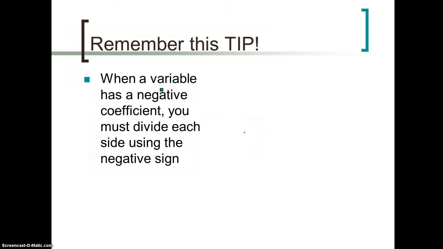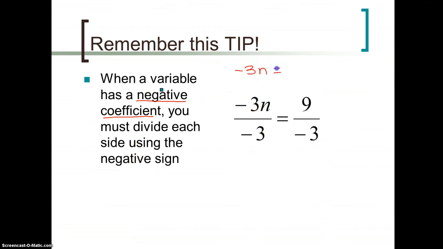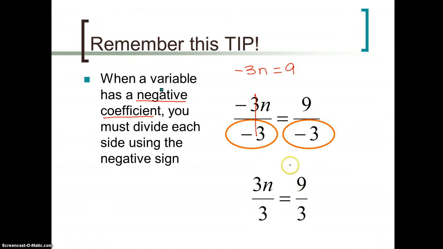Remember this tip. When a variable has a negative coefficient, you must divide each side using the negative sign. Here was the original problem. Negative 3n equals 9. It's a negative coefficient, so you divide by that negative sign. That will cancel out, and 9 divided by negative 3 is negative 3. If it's positive, you divide by the positive on both sides, and it will equal positive 3. They are two different answers, so make sure you check your work.